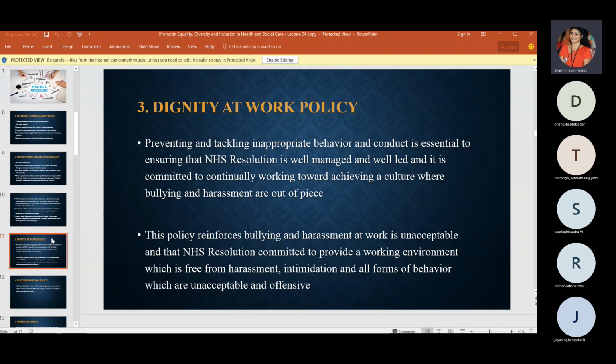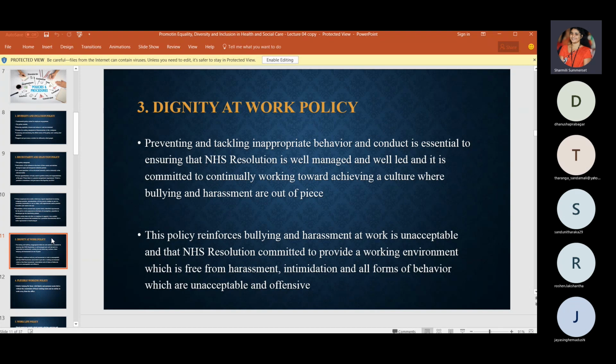So each and every working environment should be free of harassment and free of bullying, and it should be favorable for each and every individual. And also, we can't have any offensive and unacceptable behaviors. This harassment and bullying is not only physical; it could be verbal harassment and it could be emotional harassment. So all those things need to be stopped.